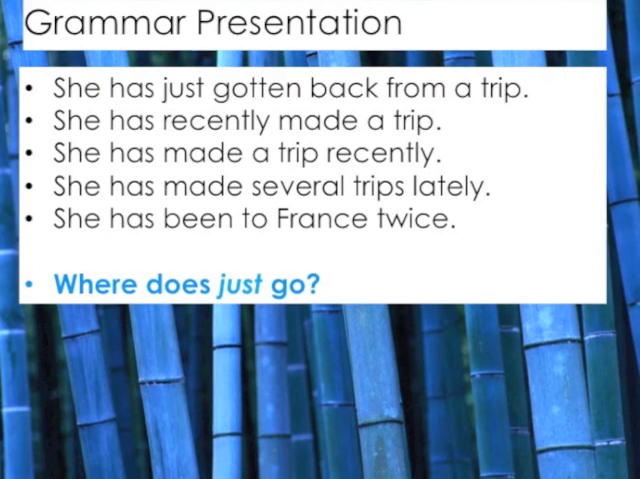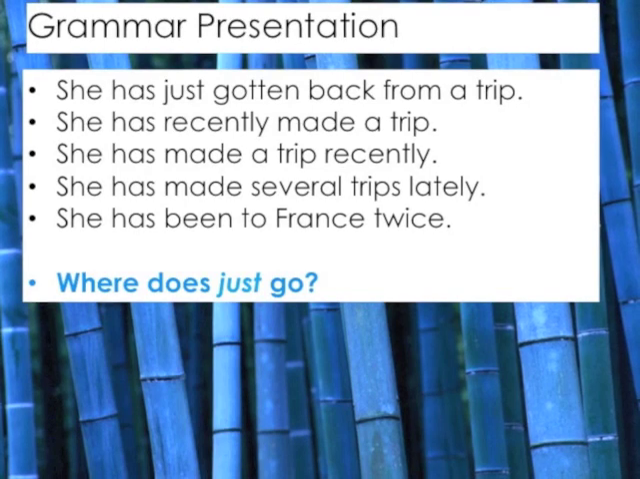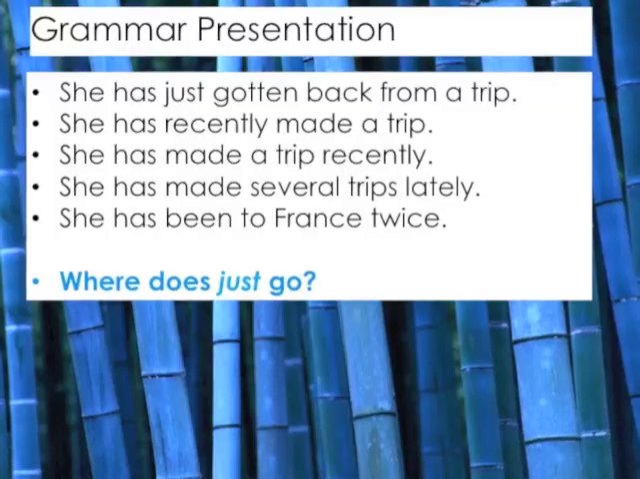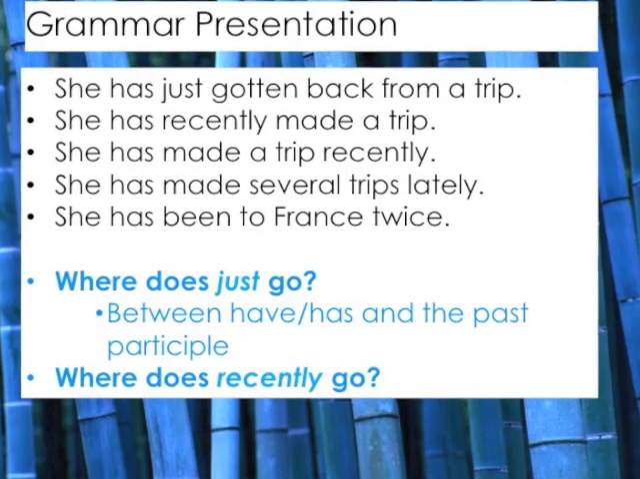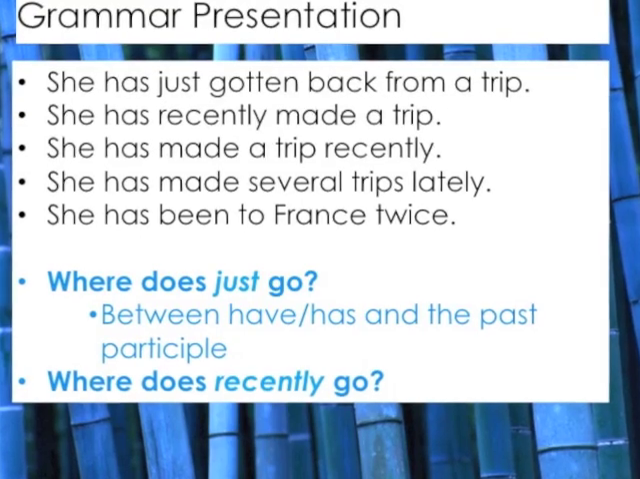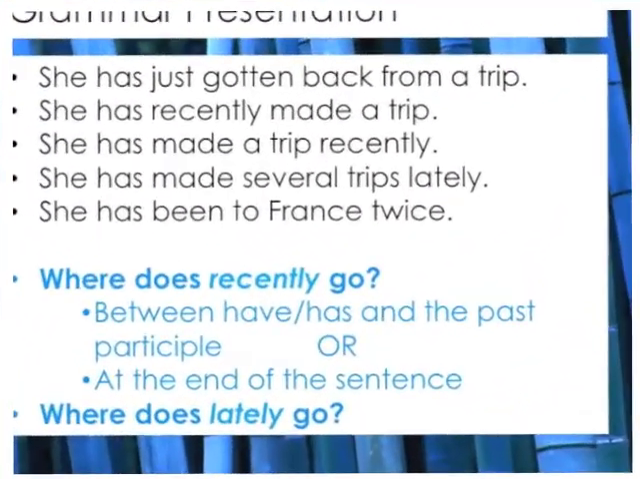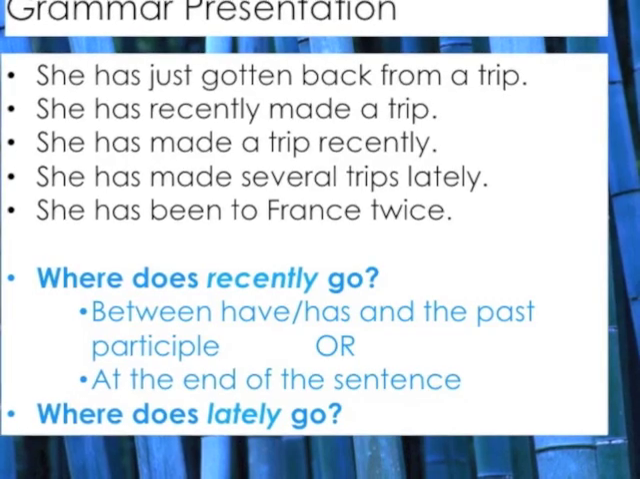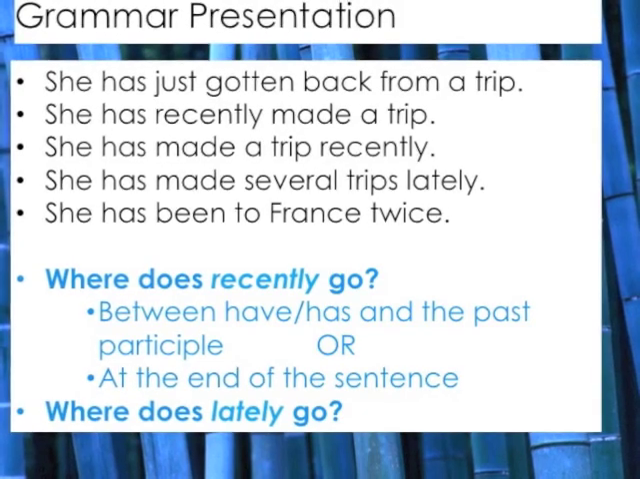Let's talk more specifically about the placement of these adverbs. Let's look at the first sentence. Where does the word just go? Where do we put it? It goes between have or has and the past participle. Let's look at the second and third sentences. Where can you put recently? You can put it between have or has and the past participle, or you can put it at the end of the sentence. Both places are good places for it to go.